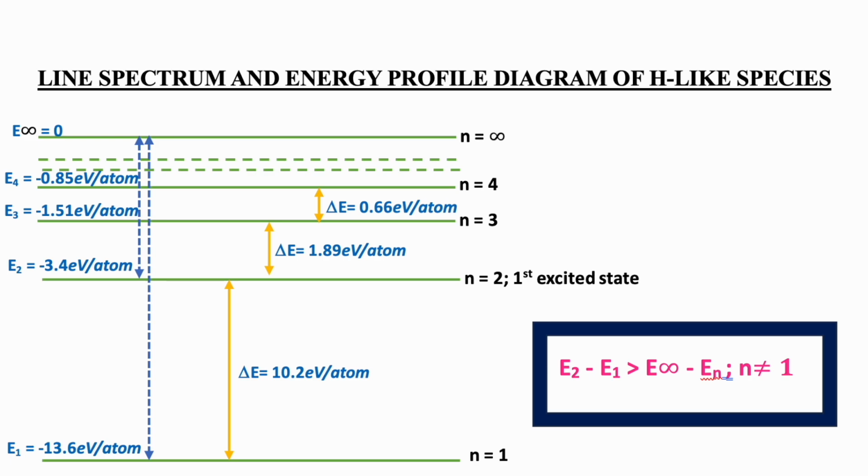Another important takeaway is that, as you can also see in the figure, the energy gap between the first and second orbital is very huge as compared to, let's say, the second and third, or third and fourth. As you move to the higher energy orbitals, the gap is decreasing. So while drawing the diagram, make sure that the energy gap between the first and second orbital is the largest. The energy difference between the first and second orbital is the most, as compared to any nth orbital and infinite orbital where n is not equal to 1.